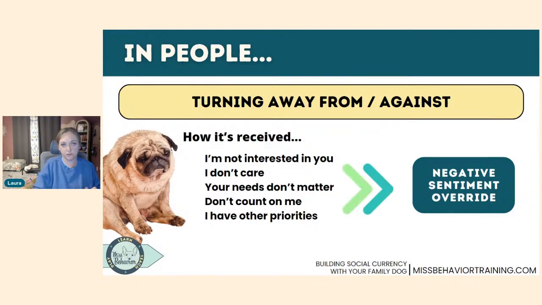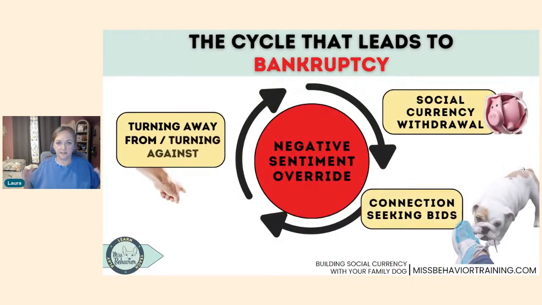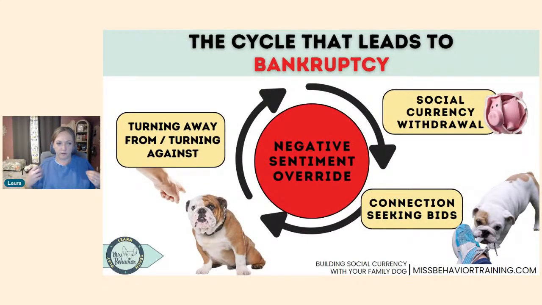So this can lead to what's called negative sentiment override. You'll understand the concept. You don't have to remember the word. Okay. So we do not want to get into negative sentiment override. This is the cycle that creates this bankruptcy feeling that we get with our dogs, or other people in our lives, where we're kind of like, I just don't have anything left for this relationship. Like I can't think of anything positive, right? So this is why we really want to avoid this cycle.